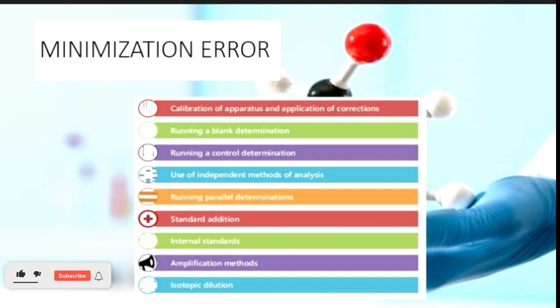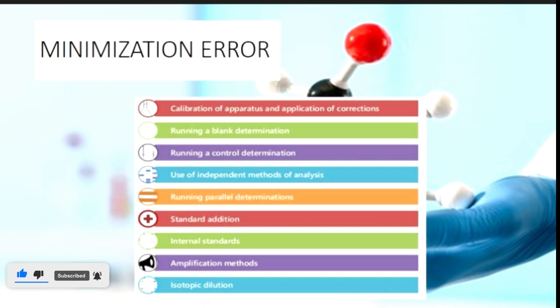Next one is the internal standards. This is the mixing of the standard solution with the primary. While we are doing titration, we usually mix the standard solution with the unknown sample, right? So this is internal standardization. By knowing the amount of known concentration, we find the unknown concentration.